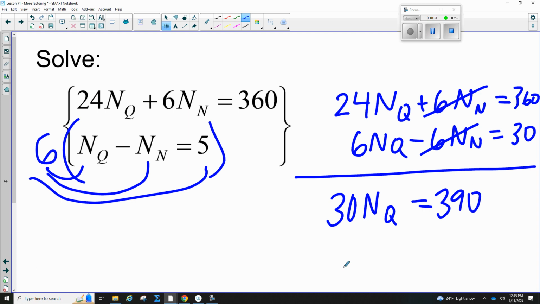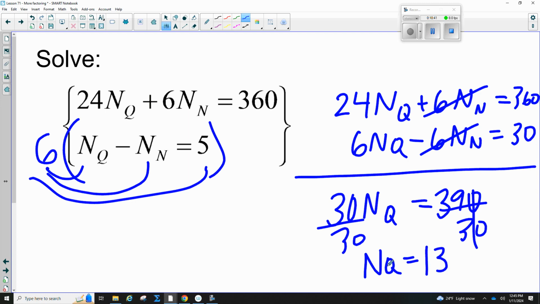Divide both sides by 30 right here. The zeros will cancel. 3 goes into 3 once, 3 goes into 9, 13 times. NQ is 13. A lot of times that stands for like number of quarters, okay? We'll be doing the nickel, dime, quarter problem soon. Now we can plug this in somewhere. This equation is probably the easiest.